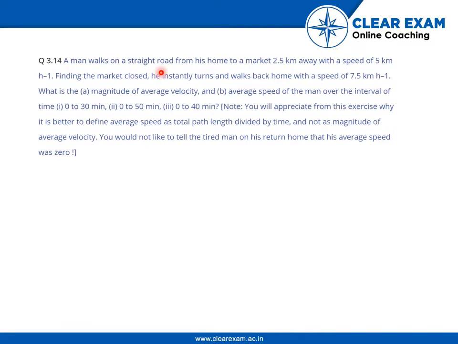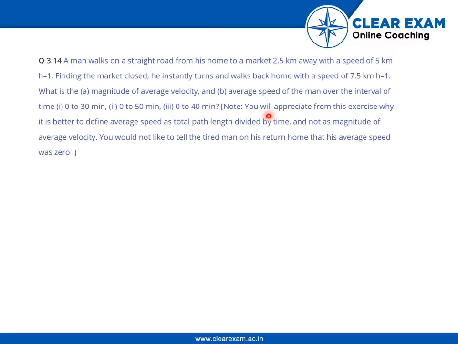A man walks on a straight road from his home to market 2.5 km away with a speed of 5 km per hour. Finding the market closed, he instantly turns and walks back home with a speed of 7.5 km per hour. What is the magnitude of average velocity and average speed of the man over the interval of time 0 to 30 minutes, 0 to 50 minutes, and 0 to 40 minutes? And there is a note.